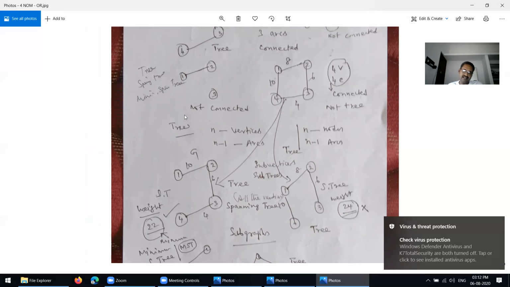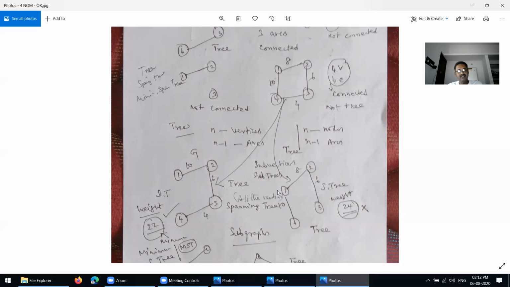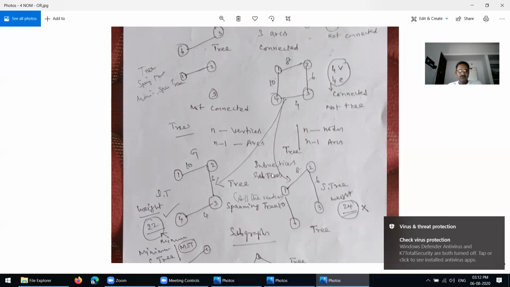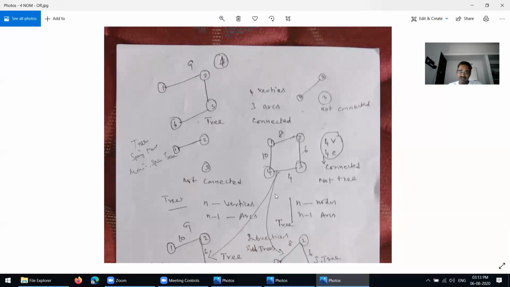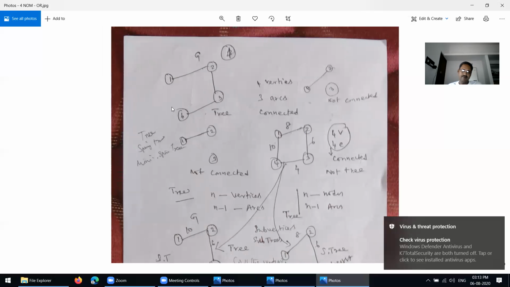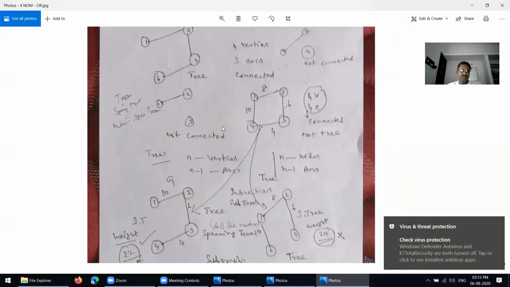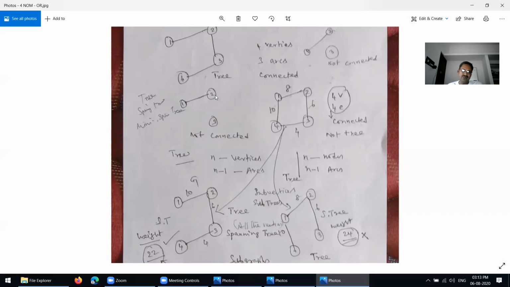Because a tree means n vertices and n minus 1 arcs, this satisfies the conditions. Therefore, all four are subsets of the first one, which is a group of trees. You understand? This one is also a tree. Clear or not? So see here now, 1, 2, 3.